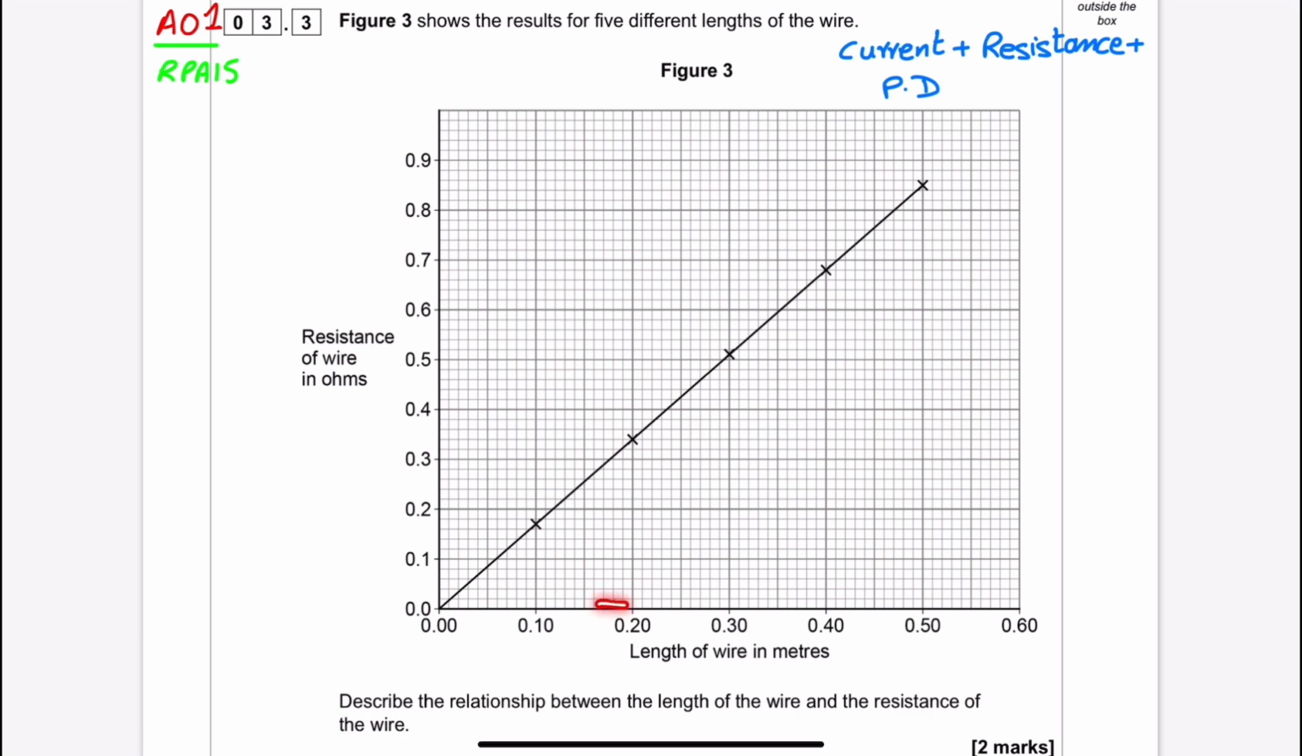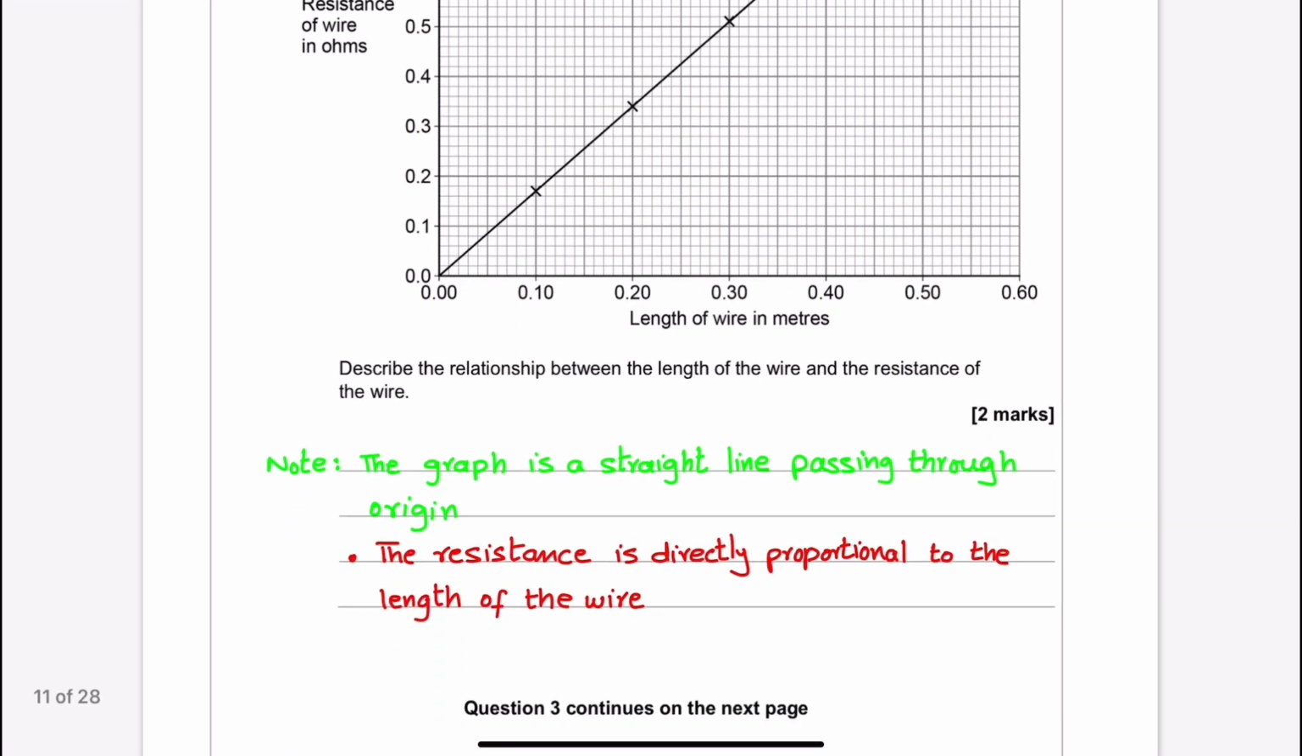We can see that as the length is increasing, the resistance is increasing. And we can see that it is a straight line and it is passing through the origin. A straight line passing through the origin shows that the length of the wire and the resistance of the wire are directly proportional to each other. Let's see the model answer. The graph is a straight line and it is passing through the origin. So the resistance is directly proportional to the length of the wire. Students need to give this answer to get the full 2 marks.